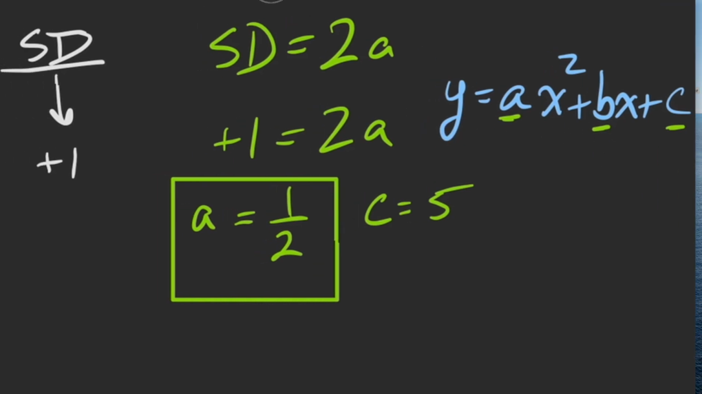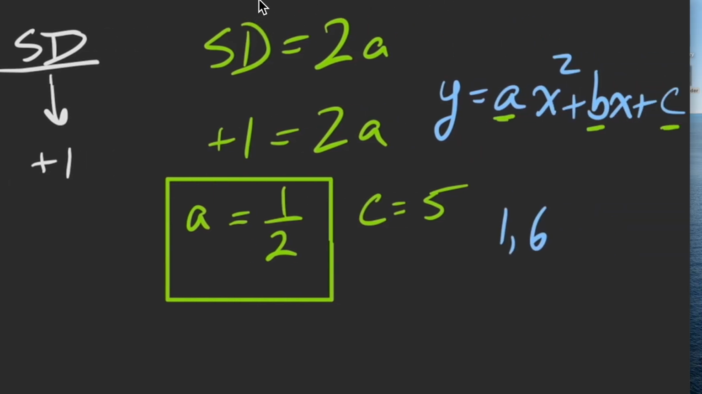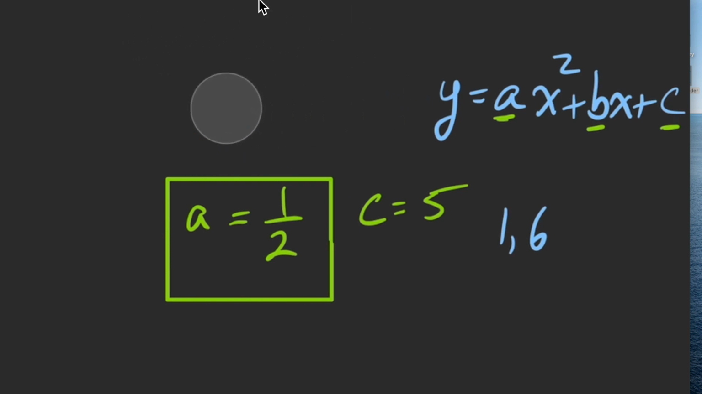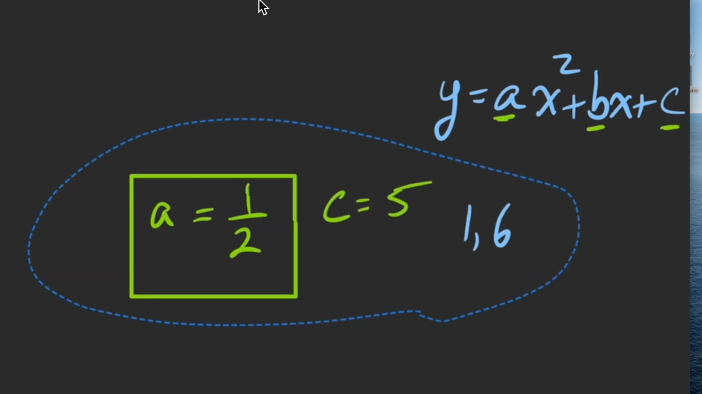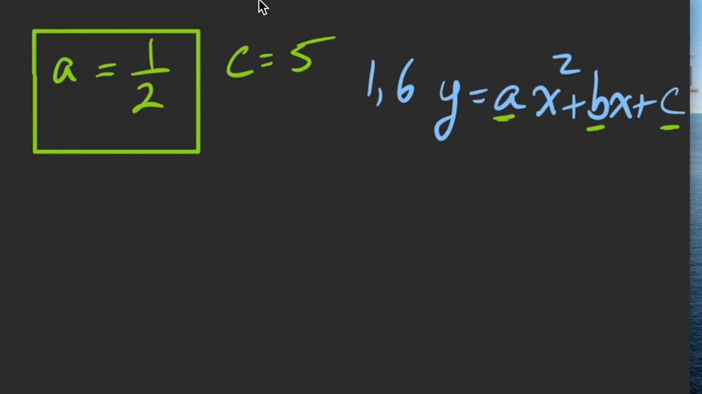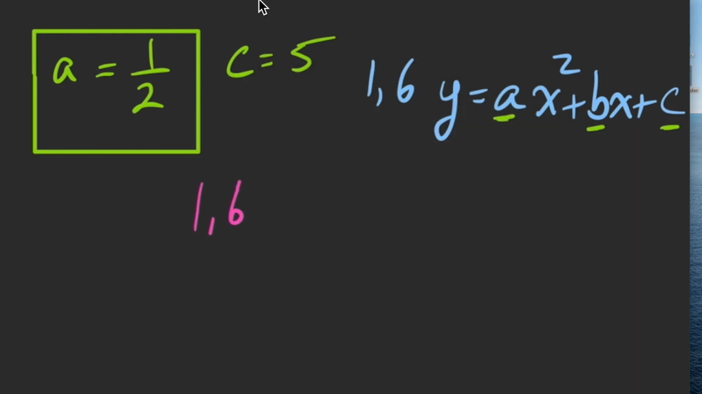The only thing we need to do now is find the b value. And the way we do that is we pick a point. So let's use the point 1, 6. We don't need our table of values anymore. Let's make some room. We don't need the same difference anymore. Once we have our a value and our c value, we do not need the table anymore. Okay, so here we go.